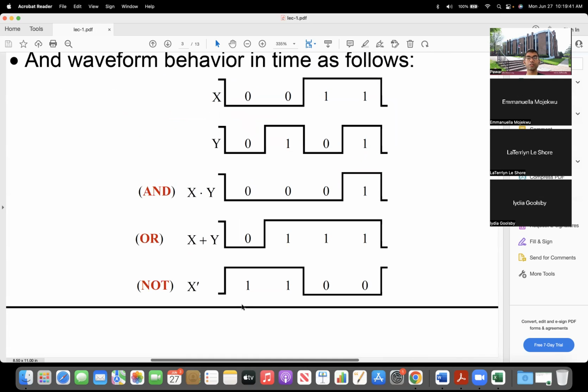So X variable here you have 0. Opposite of 0 is 1. X variable is 0. Opposite of 0 is 1. X variable is 1. Opposite of 1 is 0. X variable is 1. Opposite of 1 is 0.